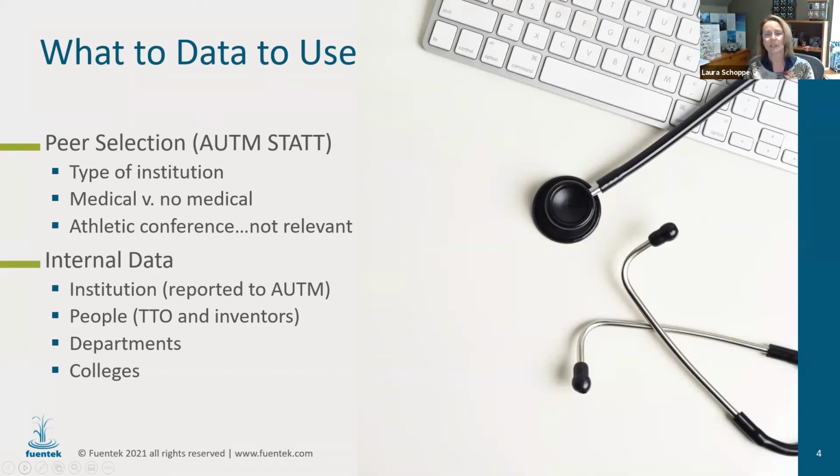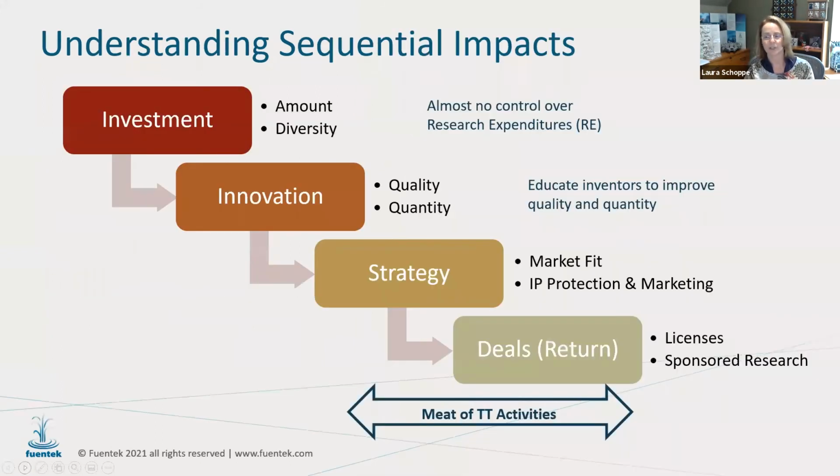The other thing to make sure you're looking at is how you analyze the data for internal purposes, not just for external benchmarking. So your institutional level data, that's what you report into Autumn, and that's what you can use the Autumn database for. But you can also take a look at people's performance, both within your tech transfer office as well as inventors in particular, also at the department and the college level. And these are great opportunities for finding where you may be able to garner additional inventions perhaps, or identify where you've got really productive either inventors or departments, and maybe use a little bit more resources to foster that relationship.